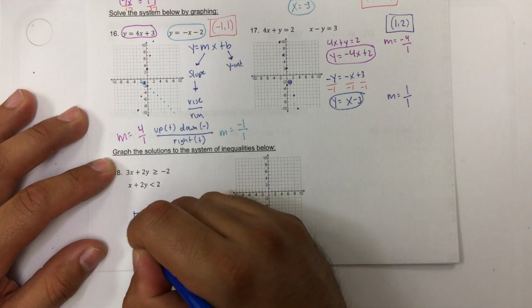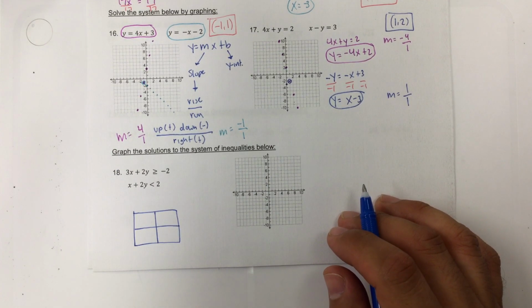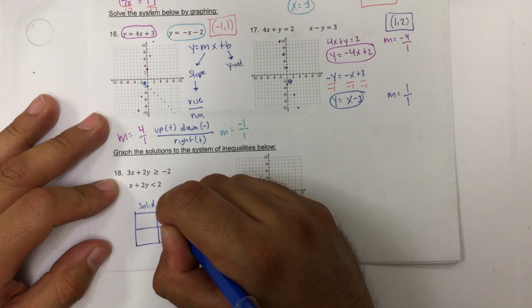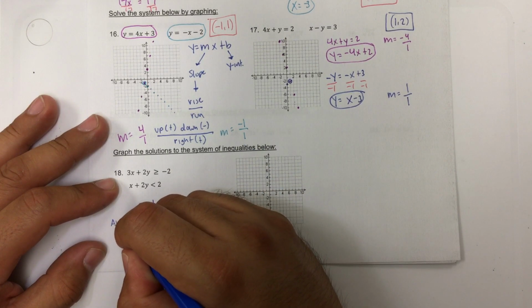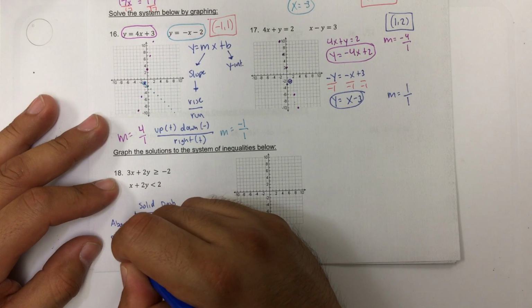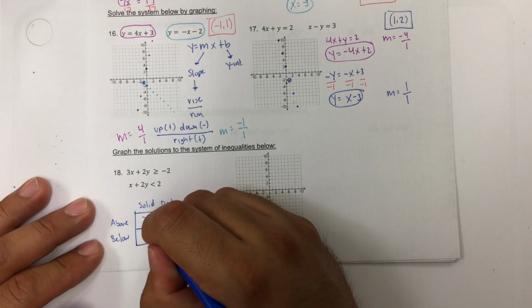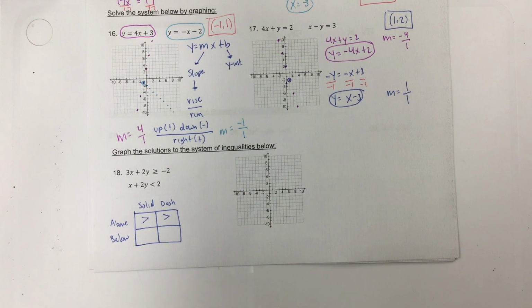And after you solve it, there's only a couple things you need to know. First off, whether the line is solid or dashed, and do you shade above or below the line? So if you think about it, above would be greater than. So greater than represents above. Okay? So therefore, below is representative as less than.